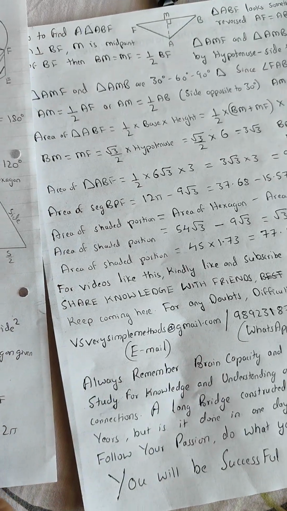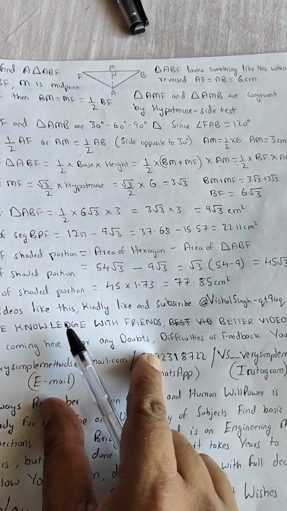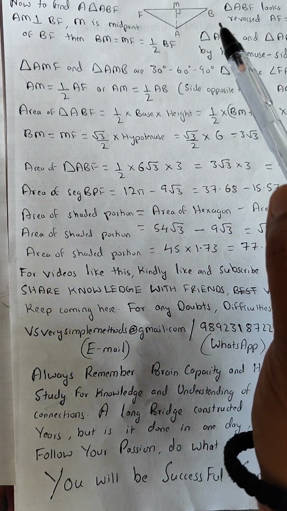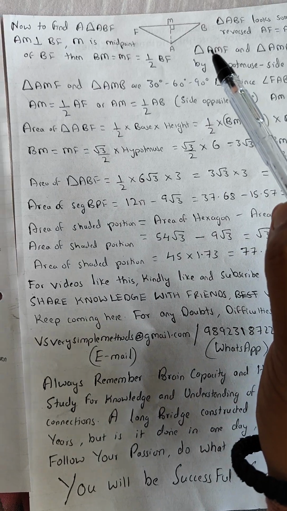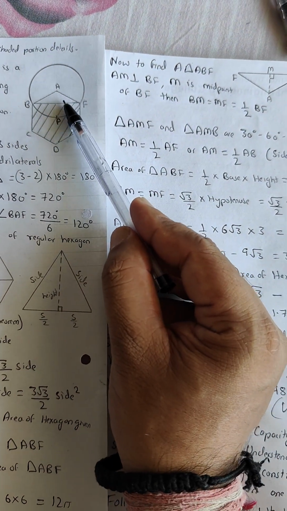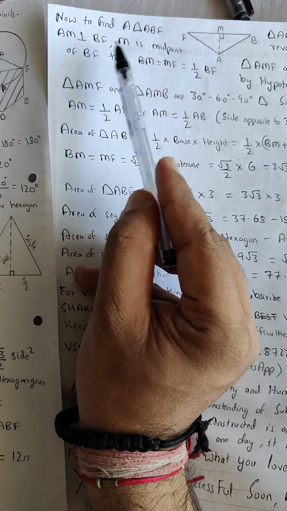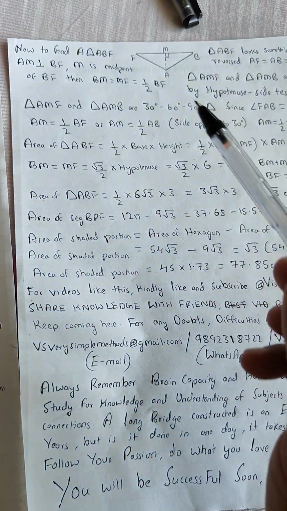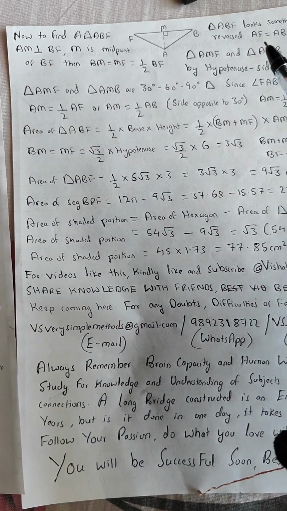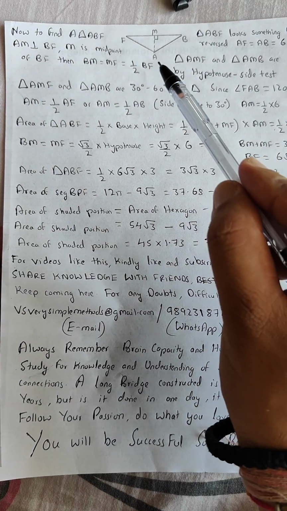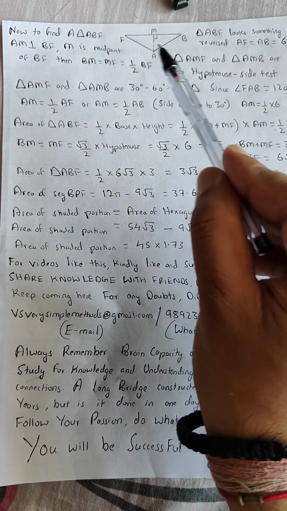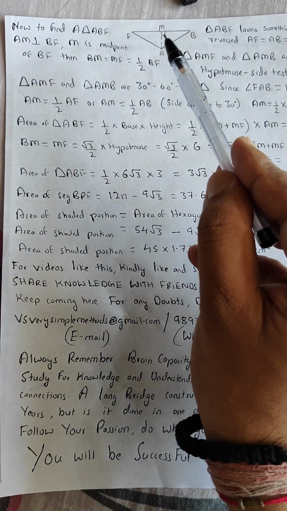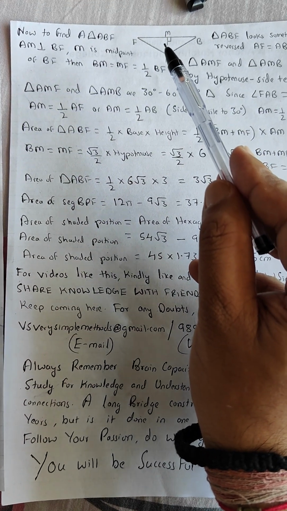Now moving further in the second part of this question, to find area of triangle ABF, I'm talking about this small triangle ABF. What I have done is that I have just reversed this triangle. I have drawn this triangle upside down. Why? To find out certain things. Now area of triangle ABF, here AM is perpendicular to BF. I have drawn AM perpendicular to BF such that M is the midpoint of BF.